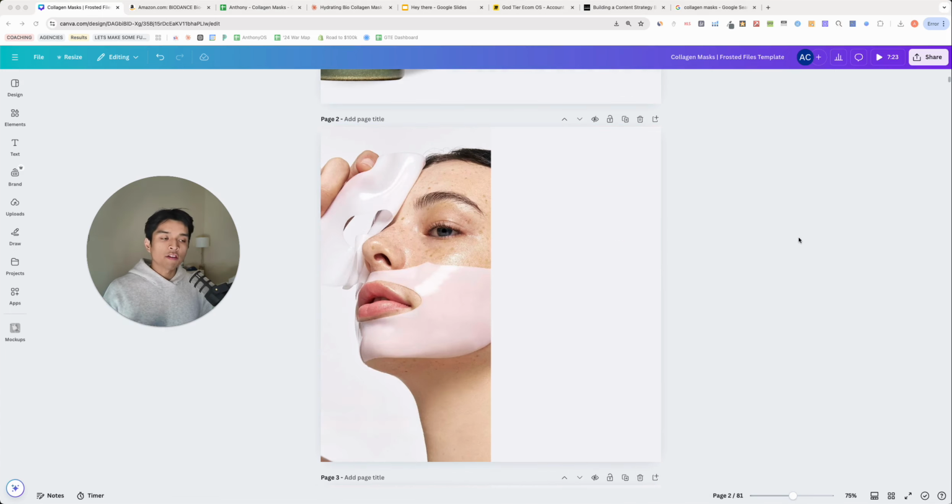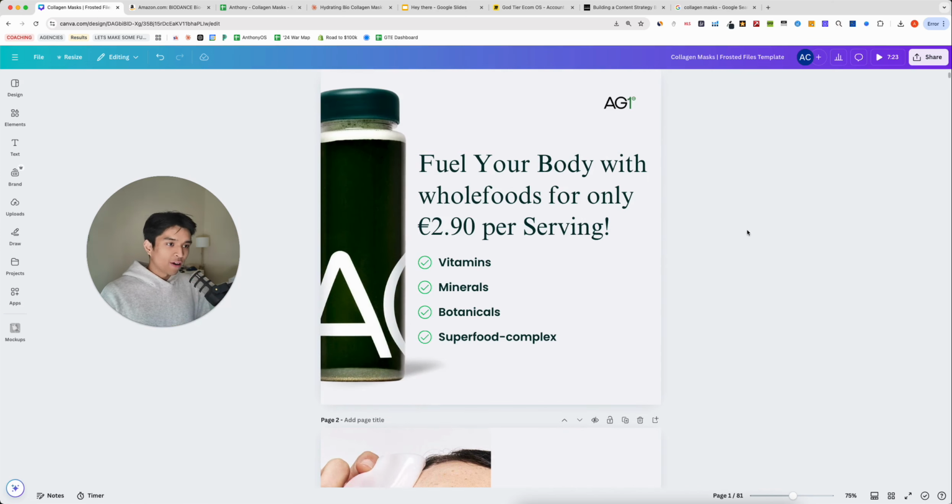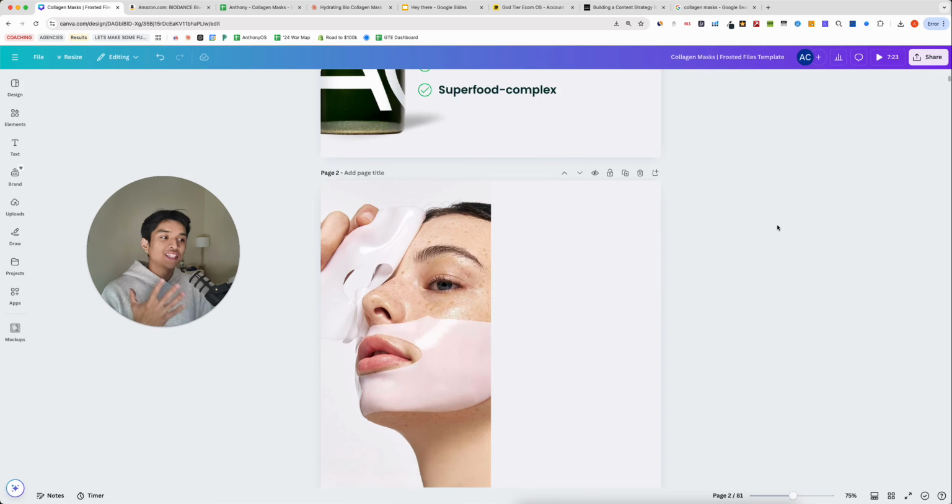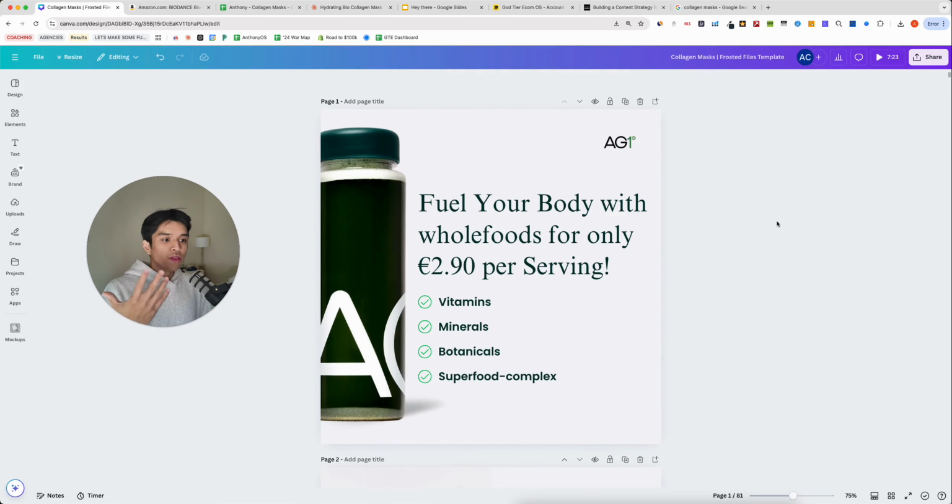Okay, so by the way, I'm making this particular most aware ad for a product that is called the collagen masks. So this is a very, very high res studio shot of a model putting on the collagen mask. You can use UGC. I'll show you a couple of other examples of how you can make this a little bit more native, but let's just start with putting her on the left.